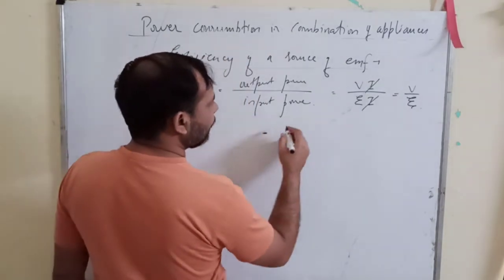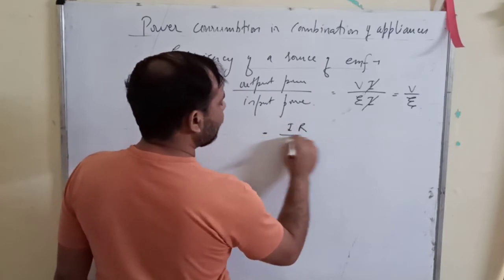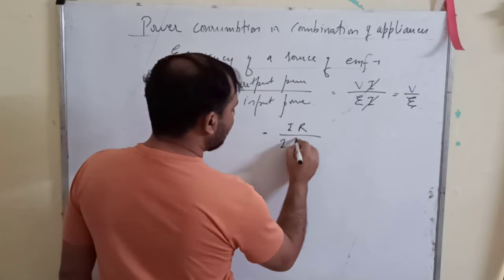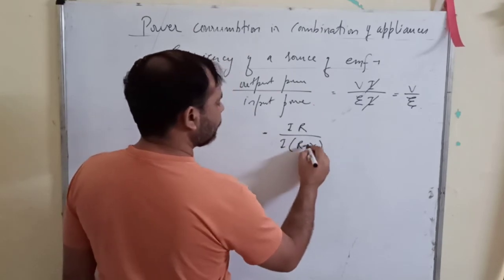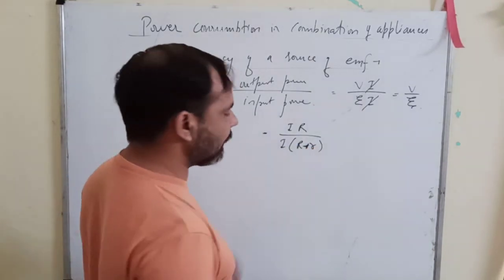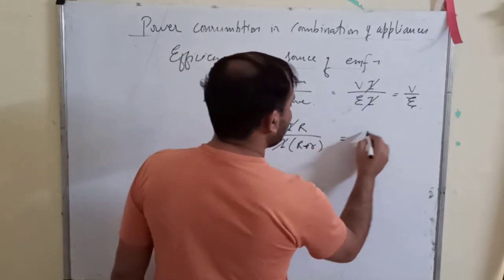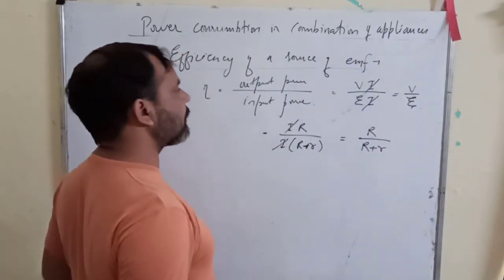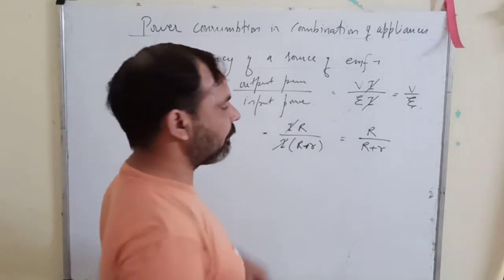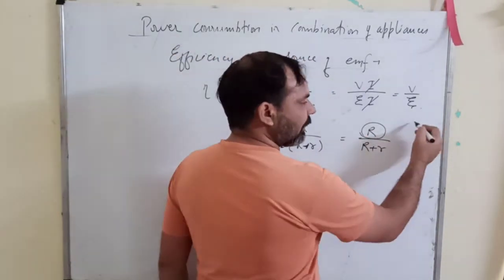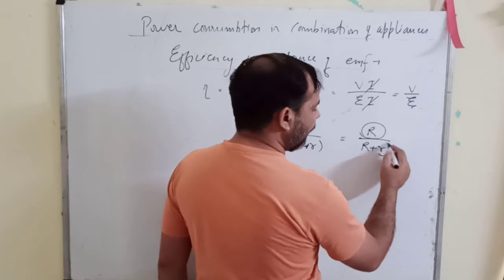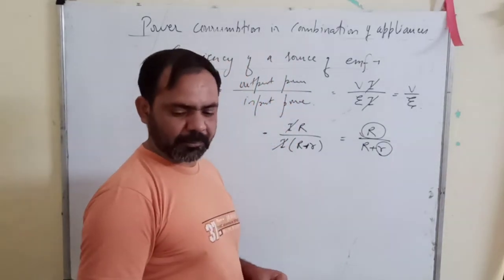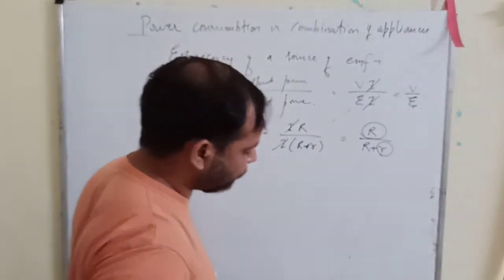Now V you can replace by IR by Ohm's law, and EMF you can replace by I into (R plus r), that we have already discussed. So I will again cancel, and R upon (R plus r) is the efficiency of a source of EMF. This capital R is the external resistance connected in the circuit, and small r is the internal resistance of the cell, of the battery.